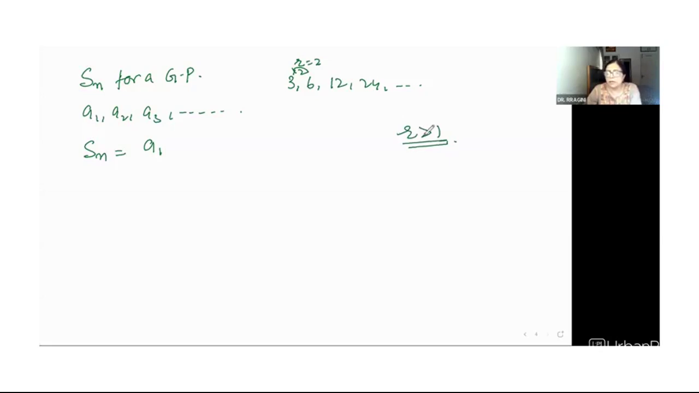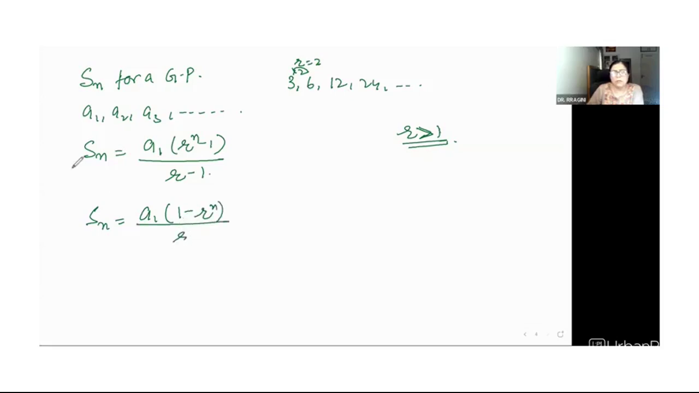So when we have R greater than 1, then we write the formula as A1 times (R^n minus 1) upon (R minus 1). Otherwise, see, the answer remains the same. Even if you use either of the formulas, the other one is just writing it in the reverse order: A1 times (1 minus R^n) upon (1 minus R).